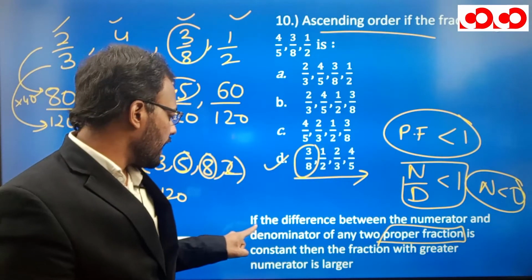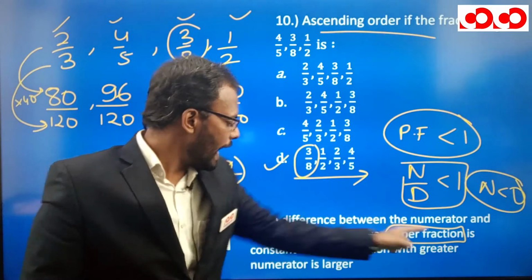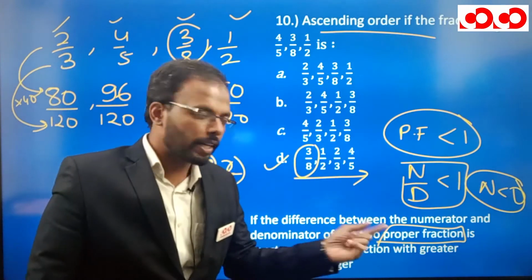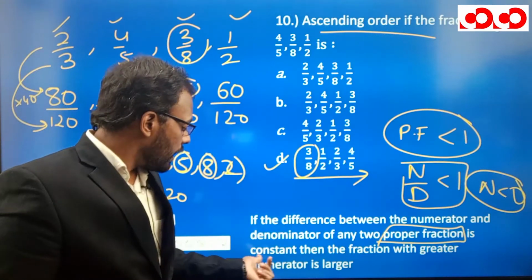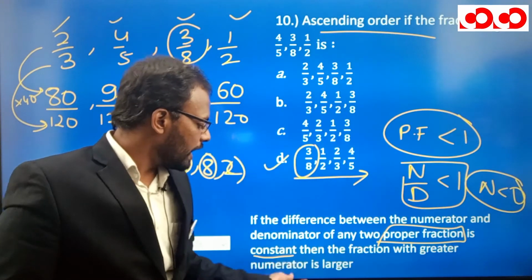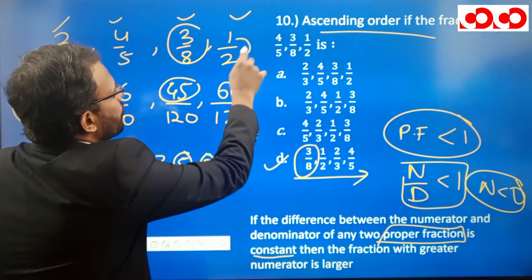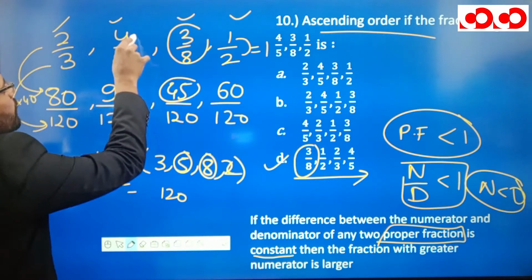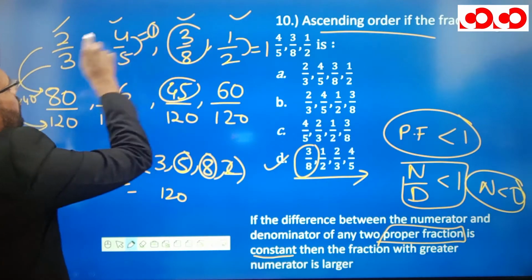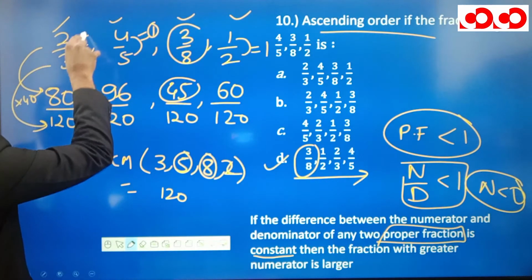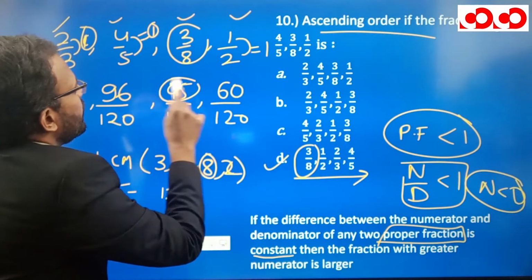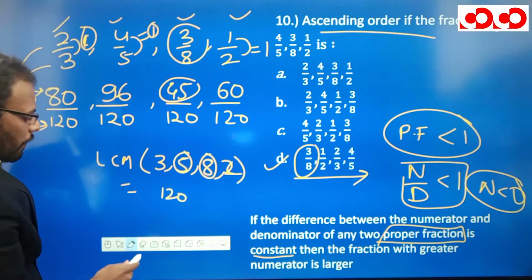So it is saying that if the difference between the numerator and denominator of any two proper fractions is constant, it is the same, then the fraction with greater numerator is larger. So if we see the difference between 1 and 2, it is 1. The difference between 4 and 5 is again 1. The difference between 2 and 3 is again 1 only. So we can see the fraction with greater numerator will be larger.